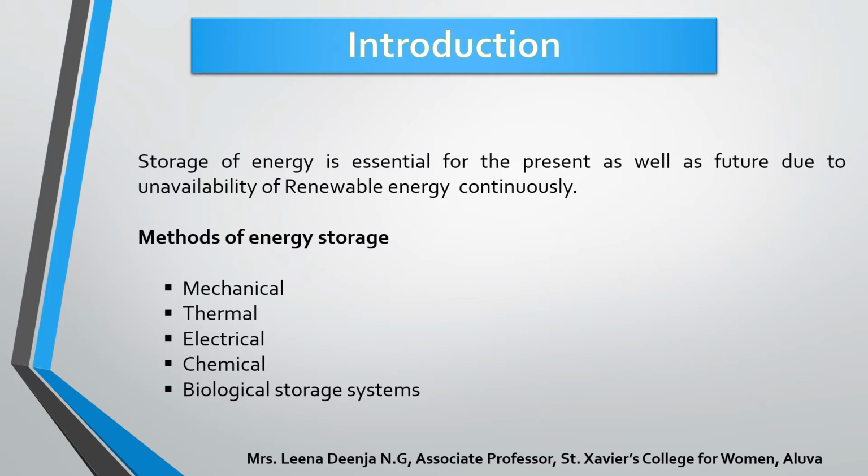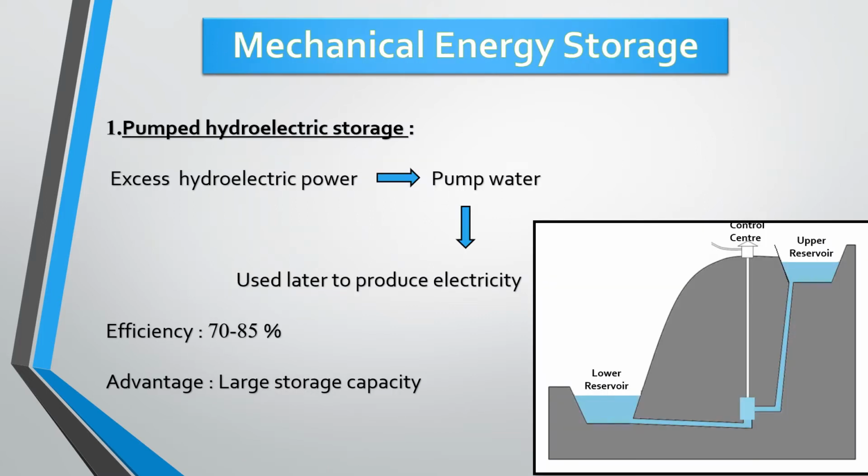According to the form in which the energy is stored, methods of energy storage are classified into mechanical, thermal, electrical, chemical, and biological storage systems. There are different mechanical energy storage systems. The first type is pumped hydroelectric storage.